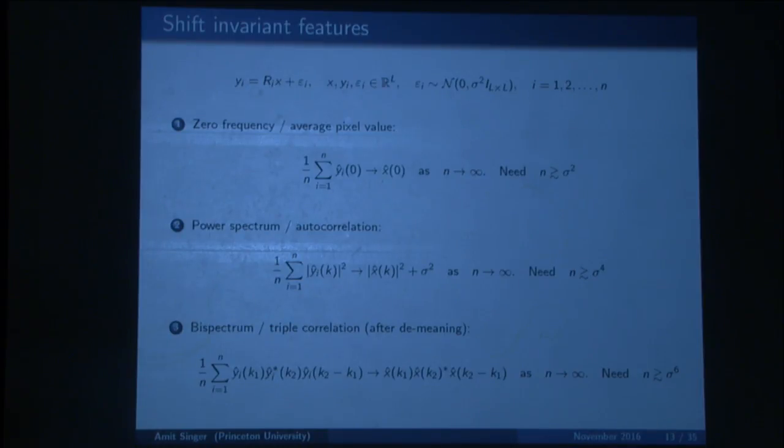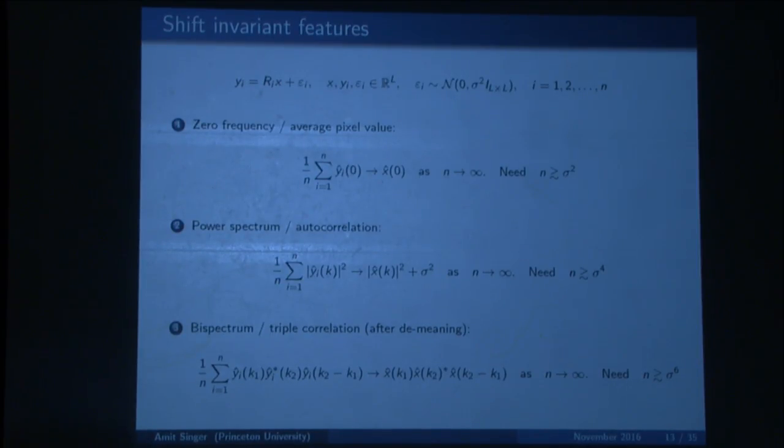Now, even if we don't know the shifts, we can estimate shift invariant features. The first feature, the most simple one, is just the average pixel value, or in Fourier language, the zero frequency. If I average the zero frequency of all noisy references, I will converge to the zero frequency of the clean one. So I can estimate the average pixel value easily if the number of signals n is greater than sigma squared. From the central limit theorem, I need n to be greater than sigma squared because the variance of my estimator goes down like sigma squared over n.